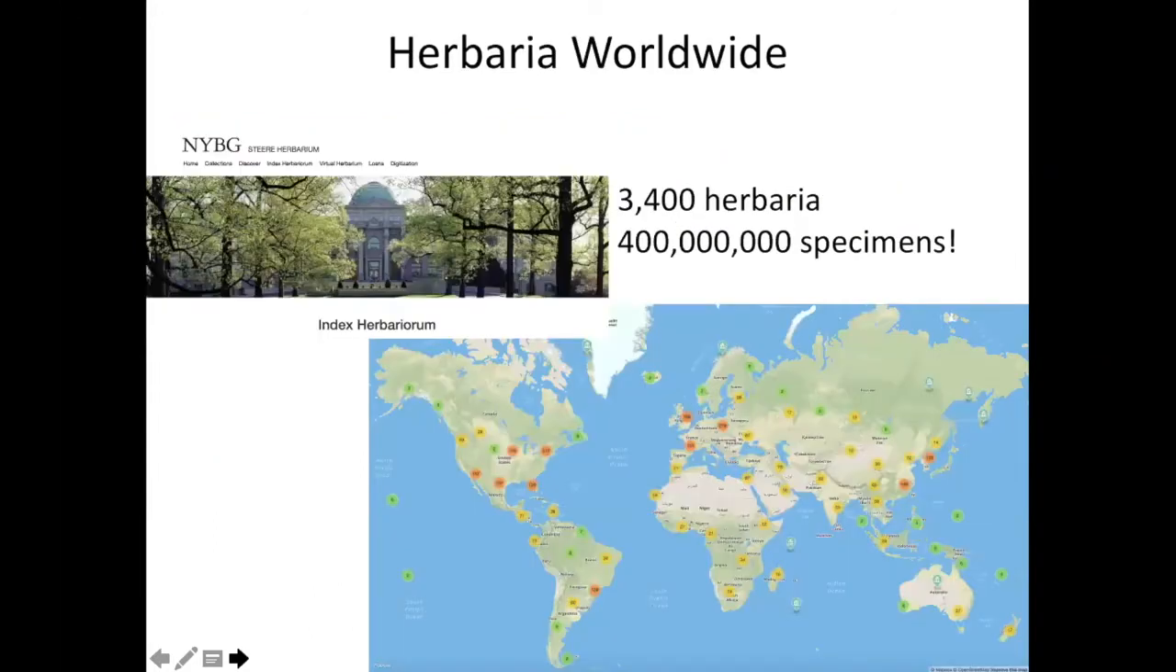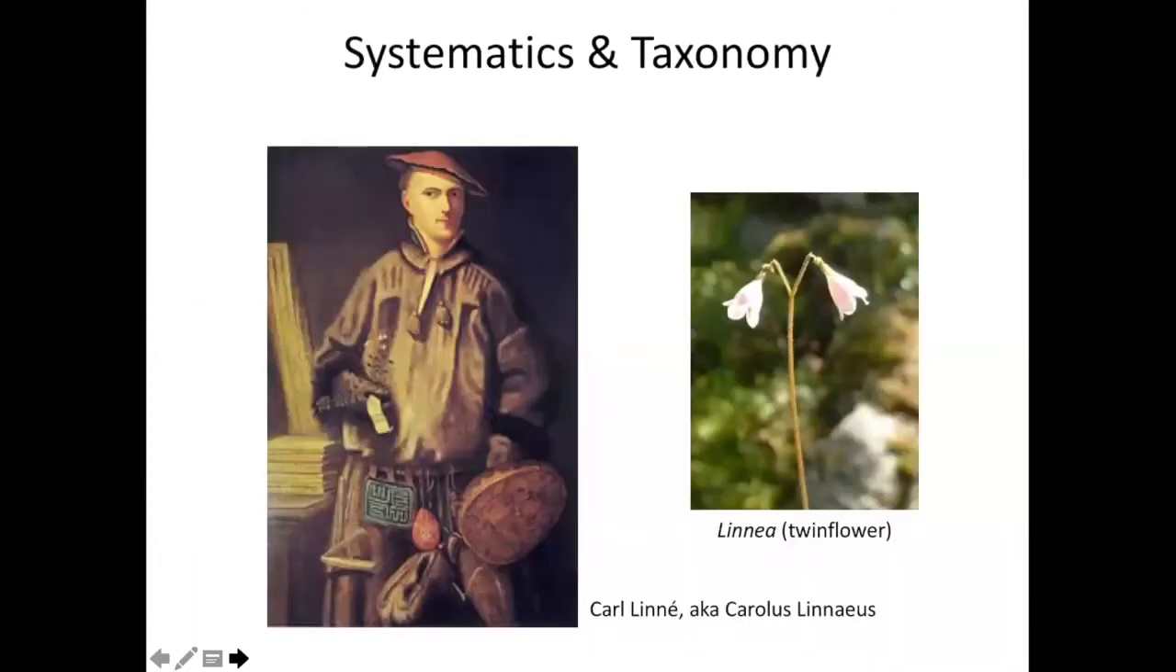With regard to herbaria, those museum collections that house plants, there are about 3,400 herbaria worldwide, and they house about 400 million specimens. So there's just an immense amount of data about species diversity and distributions in our herbaria and more broadly in our natural history collections. But as I alluded to earlier, typically we think of these collections as being the purview of systematics and taxonomy.